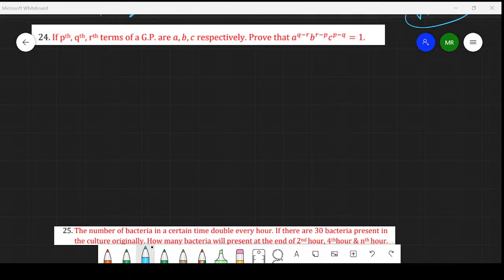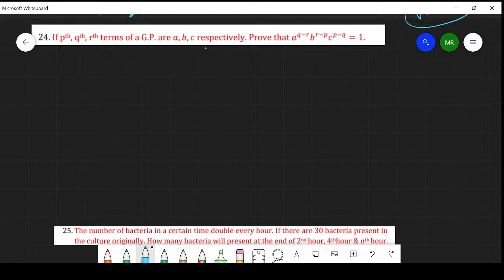Now, you can see the next problem. If p, q, r are terms of a GP, and a, b, c are the terms respectively, prove that a power q minus r, b power r minus p, c power p minus q is equal to 1.